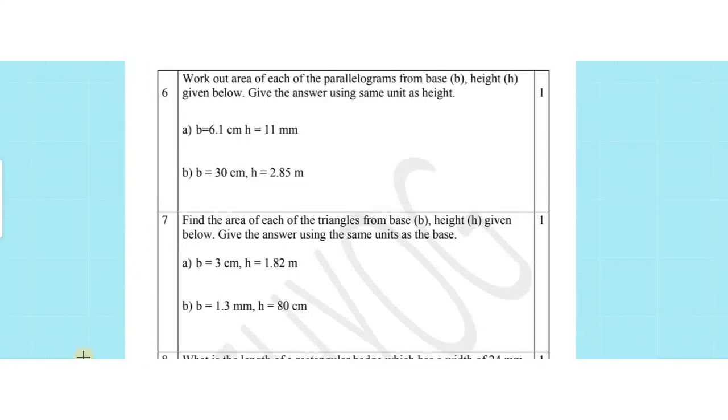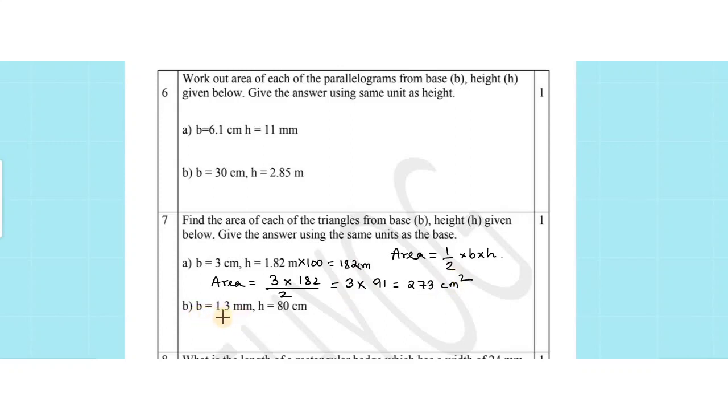In question number 7, we have to find the area of the triangles. To find that, the formula for area of a triangle is base times height divided by 2. So we can see in 7 part A, base is in centimeters and height is in meters. We convert it to the smaller unit. So meters multiplied by 100 gives us 182 centimeters, and the area of the triangle will be 3 times 182 divided by 2. 182 divided by 2 is 91, times 3 is 273 centimeters square.